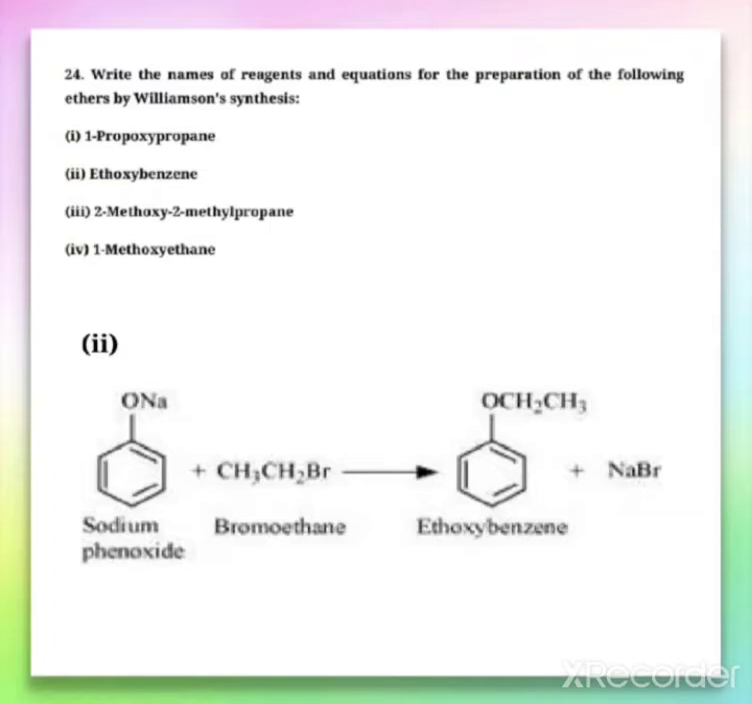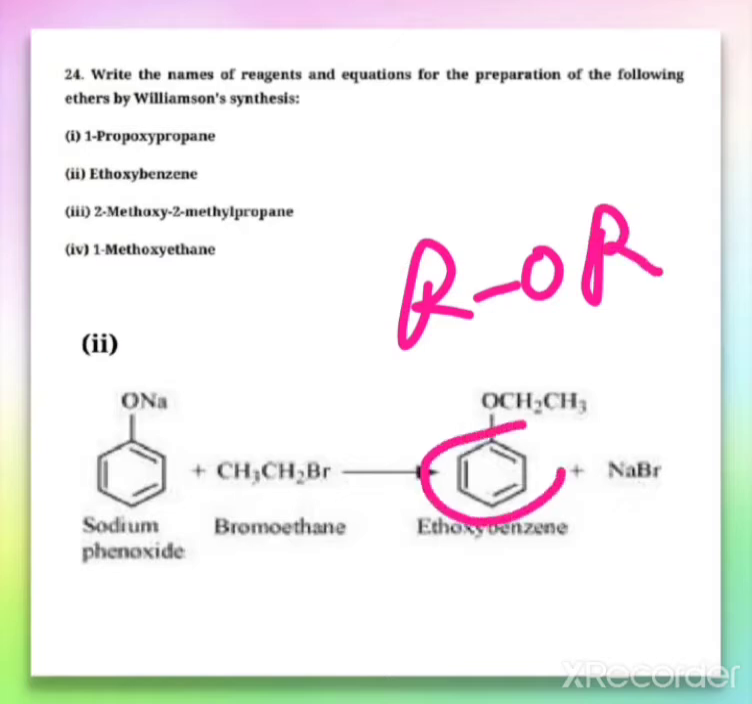Second part, ethoxybenzene. Make the structure for ethoxybenzene. Here benzene is the word root, the main chain. So benzene, and on the first carbon there is a group that is ethoxy. So ethoxybenzene. Now look at this. In ROR, here both the groups are different. You can see on both sides of oxygen there are different groups. Therefore we can say R dash. Our ether is ROR dash.